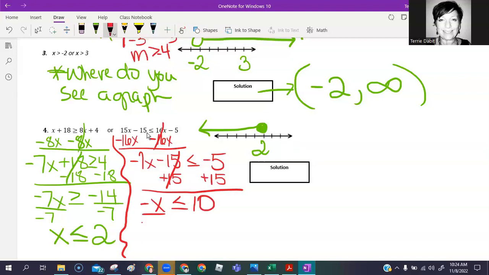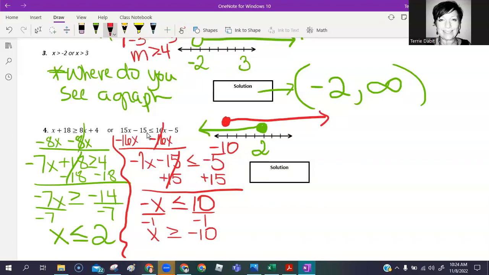I'm going to have to divide by negative 1, which flips my sign. So I have a closed circle at negative 10, and they tell me it is greater than.